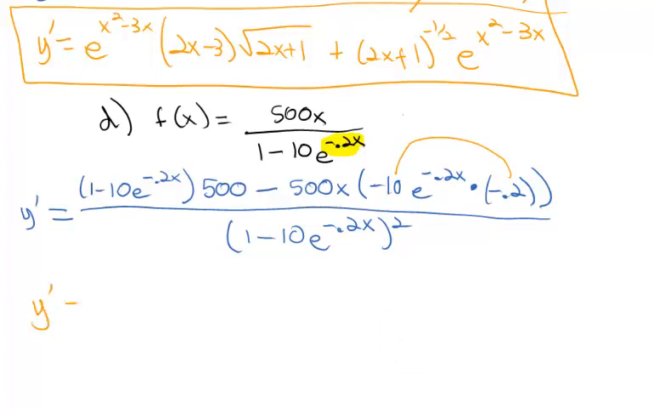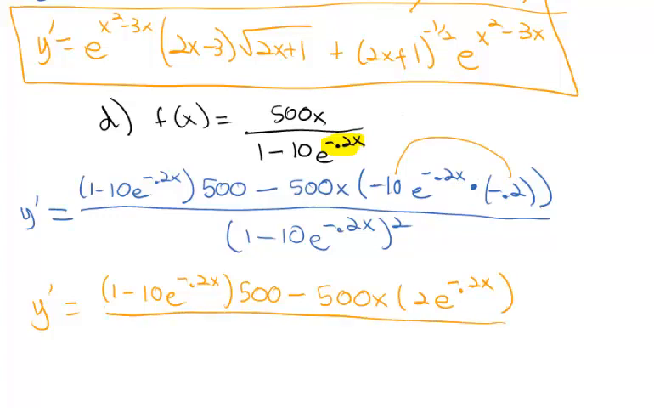So we've got y prime equals 1 minus 10 e to the negative 0.2x times 500 minus 500x times negative 10 times negative 0.2, which is 2 e to the negative 0.2x, all over 1 minus 10 e to the negative 0.2x squared.